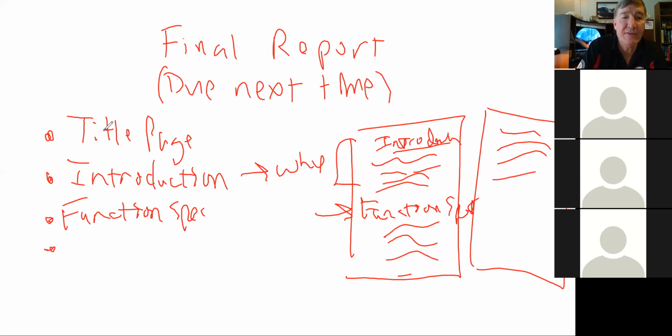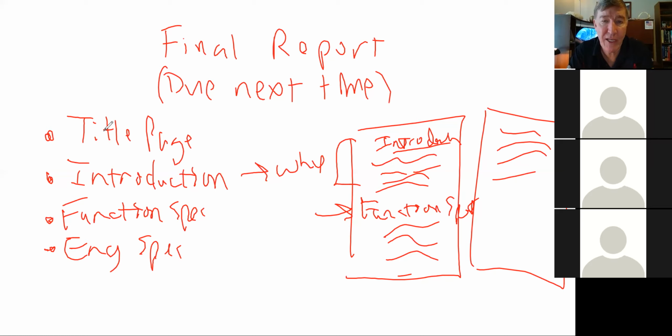So the next thing in the final report is going to be the engineering specification. If your functional specification ends halfway through the page, then don't go to a new page for your engineering specification. Go ahead and put your engineering spec right here. And remember, all the section headings are bold and underlined. So the engineering specification goes there.